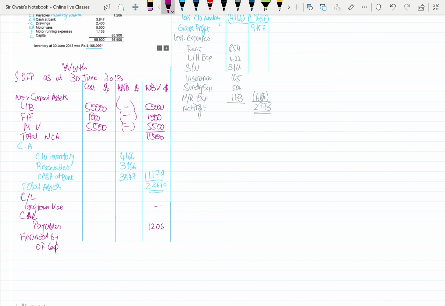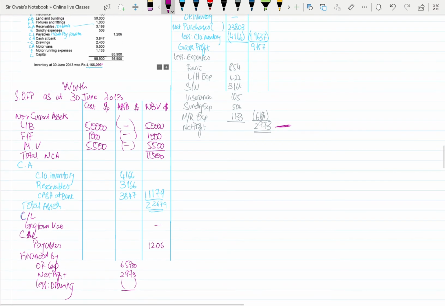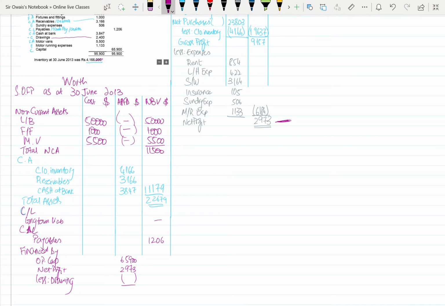Opening capital, what is my opening capital? That is 65900. Add net profit, the net profit which I would get from my income statement, 2973. And then I would subtract the drawings which I withdrew from the business. Any amount which I take out of the business is known as drawings. So my drawings are here, 2400.